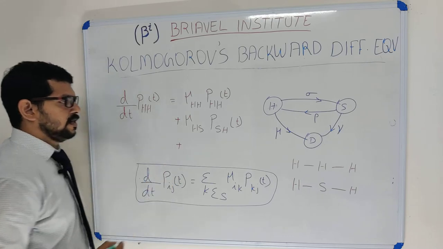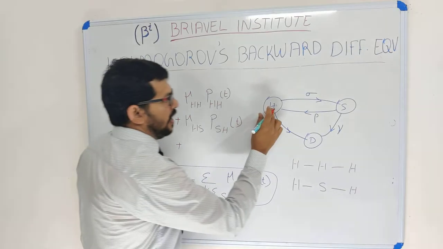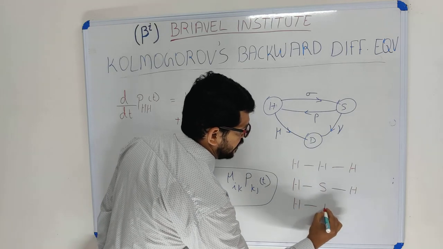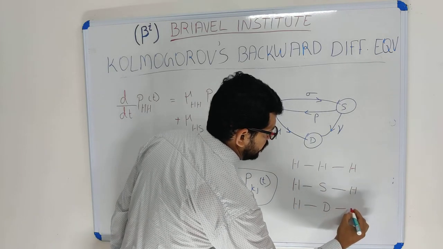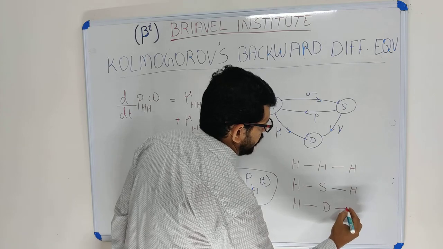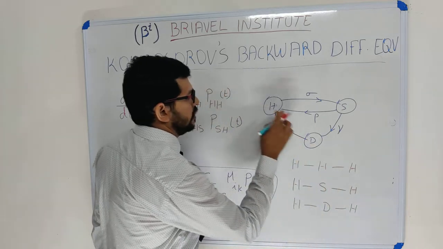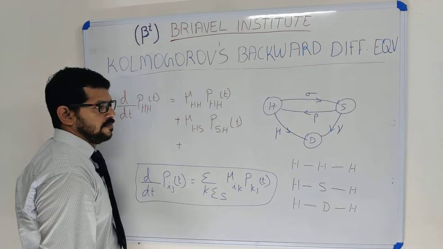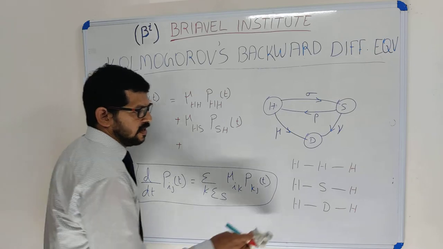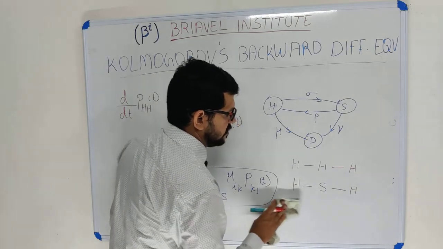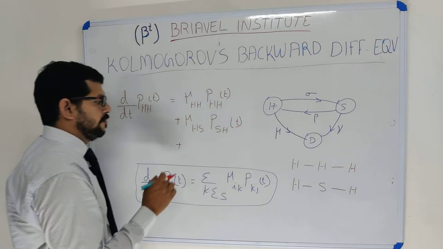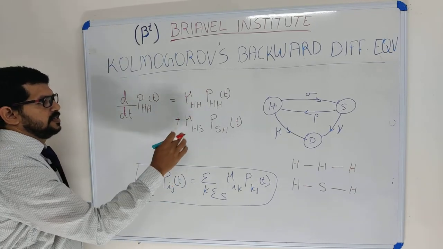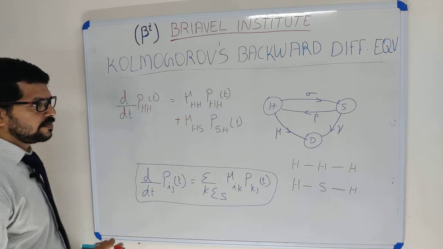One more possibility is there. Initially start from H, just writing the possibility, it is not possible: we come to the death state and go back to the H state. We do not need to consider this possibility, because once it reaches the death state, it will not come back. So we will consider these two possibilities only: mu of HH, mu of HS, and nu of SH.